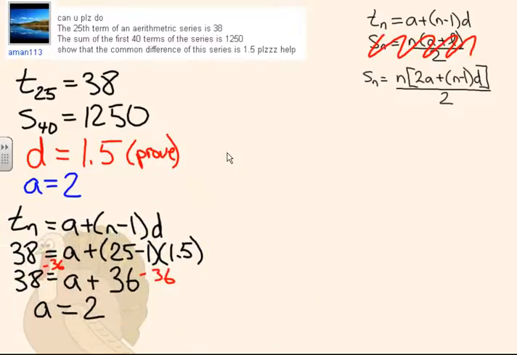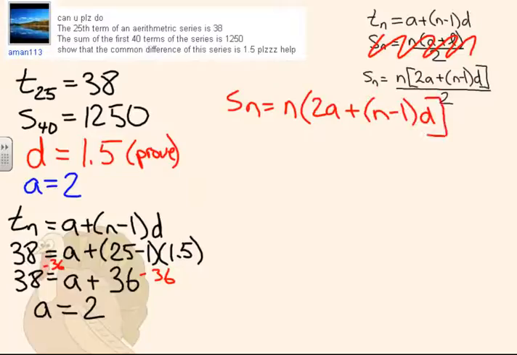So now, I'm going to work with this number right here. And I'm using the sum of the first 40 numbers and the a value I figured out. I'm going to try and prove that d is 1.5. So, using s of n equals n times, square brackets, 2a plus n minus 1 d, close brackets, all over 2. Start plunking in my numbers.